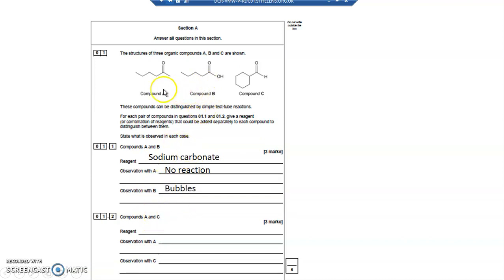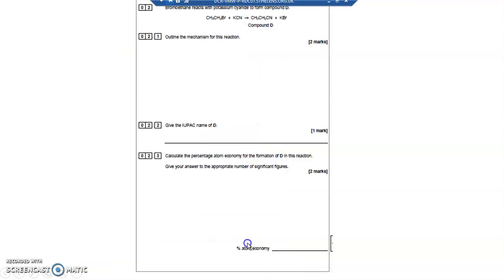Compounds A and C, so between the ketone and the aldehyde, I could add something like warm Tollens reagent or Fehling solution. I'd get no reaction, I'd see no change with the ketone, but with the aldehyde I'd see a silver mirror if I'd chosen to use warm Tollens, or I'd see a brick red solid, a brick red precipitate if I'd decided to use Fehling solution.